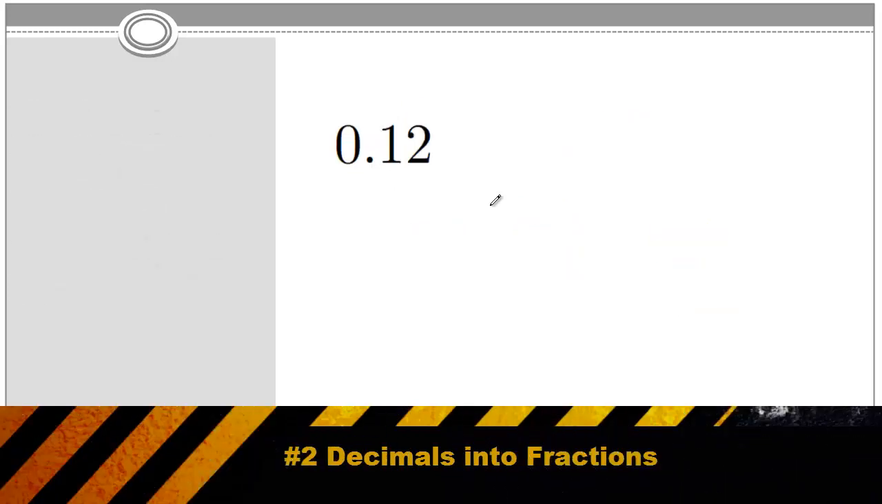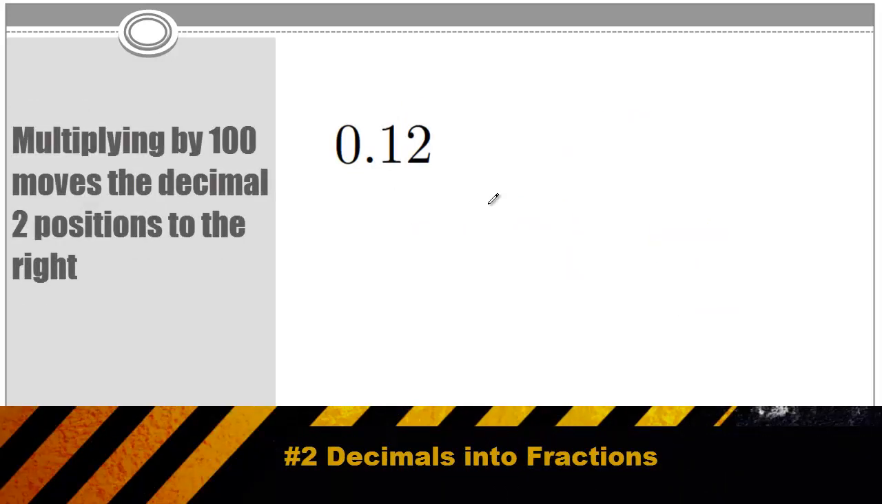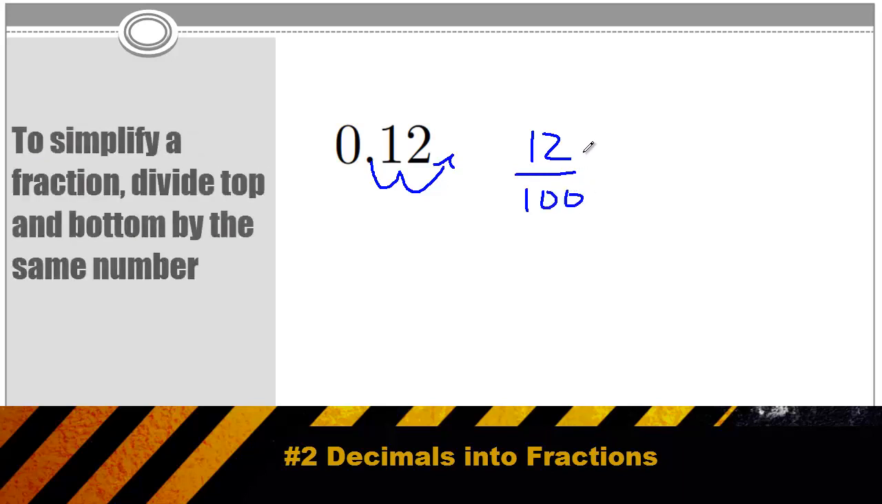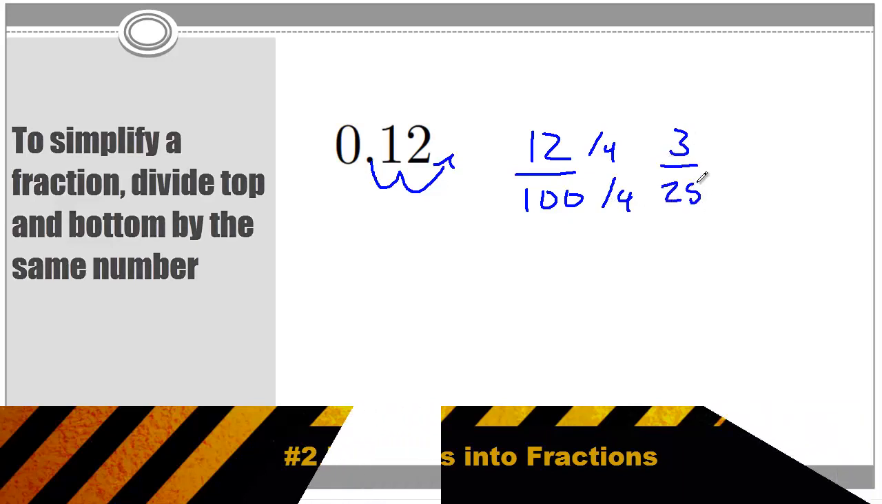When I want to turn a decimal into a fraction, I use the same process, only in reverse. So I take my decimal and I move the decimal 2 positions to the right. I take that number, which in this case is 12, and I write it over 100. Then I try to simplify my fraction. In this case, I can see that I can divide both 12 and 100 by 4. So my fraction becomes 3 over 25.